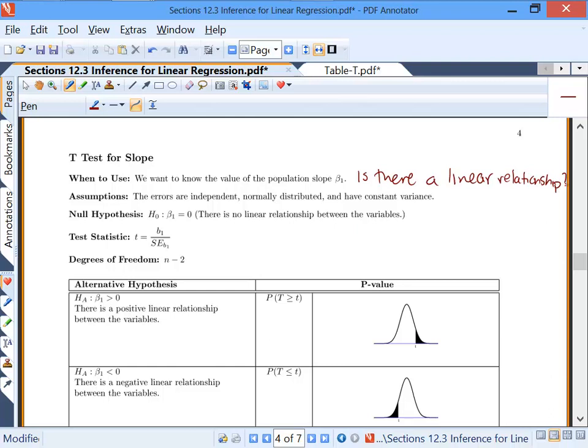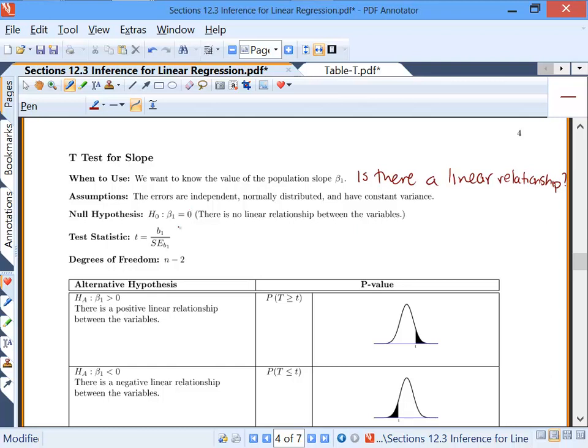Those are assumptions. Okay, the null hypothesis, status quo. Remember we said our null hypothesis is always going to be an equals value for me to go through and find the p-values. So our null hypothesis is that our population slope is equal to 0, which would mean that there is no linear relationship. And if I find a lot of evidence against that, then I can say there is a linear relationship.